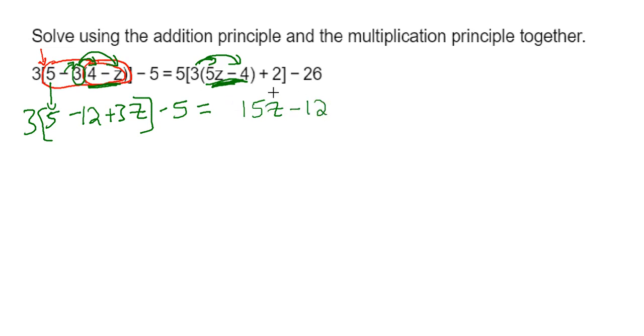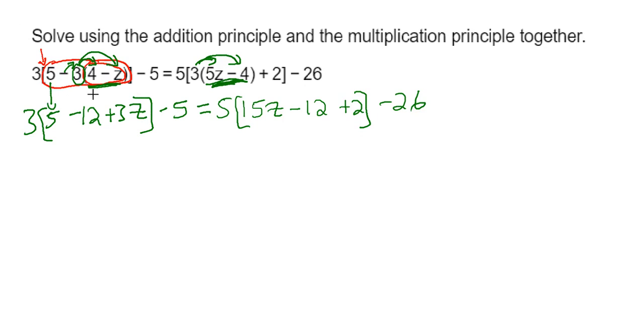Right? And everything else gets copied down, right? So the plus 2 gets copied down. The brackets around this whole thing are going to get copied down. The 5 in front of the brackets gets copied down, and the minus 26 gets copied down. Right? Those were unaffected by that operation, but we still want to write them on the second line so that we can see how the equation's all fitting together.